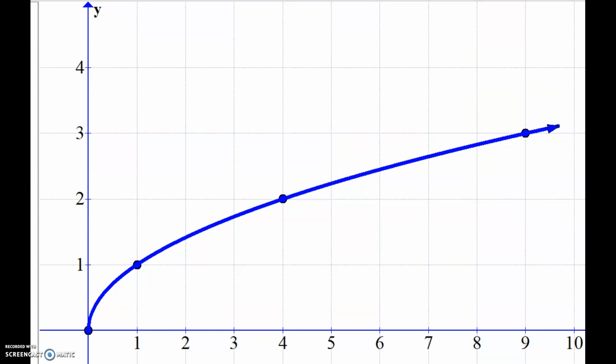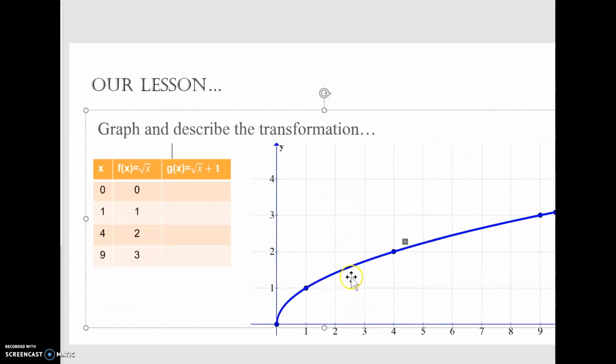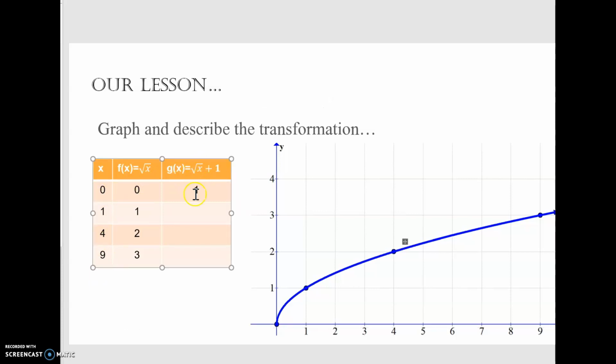I'm going to go back to the table of values because I want to describe the transformation of g of x compared to this. What we have here is the graph of the parent function. Now I will use the same values of x and plug them in here. So 0, the square root of 0 is 0, plus 1. So I'll get a value of 1.